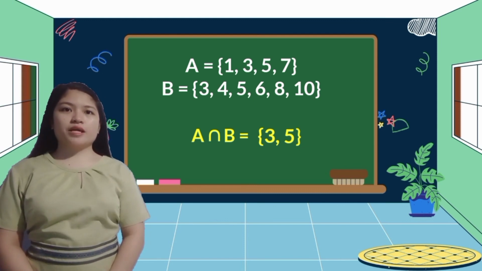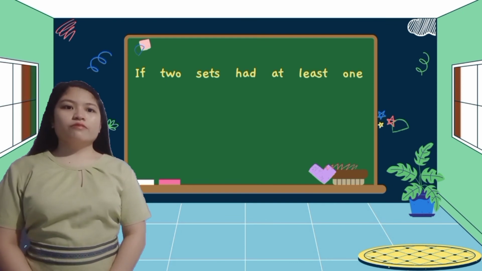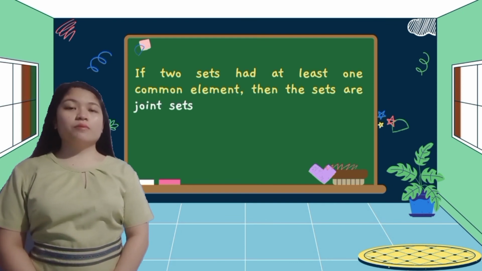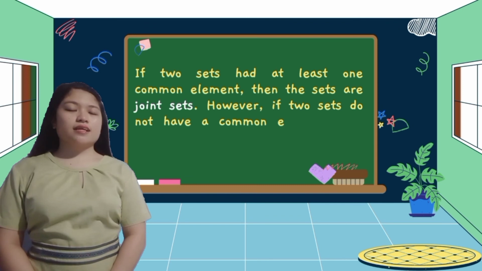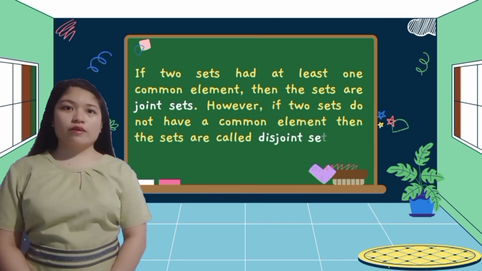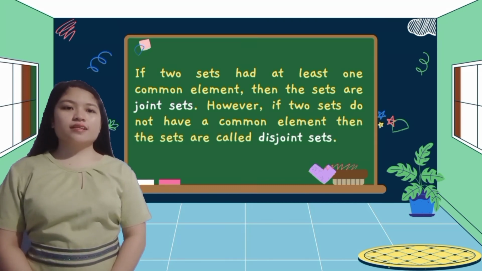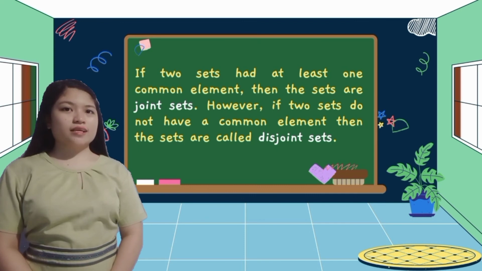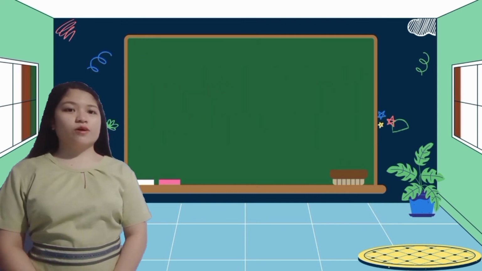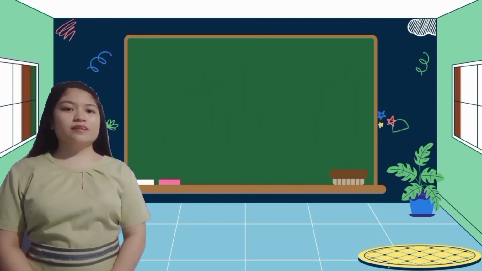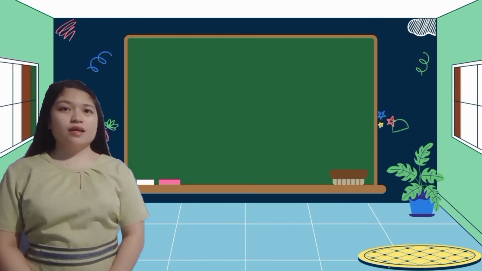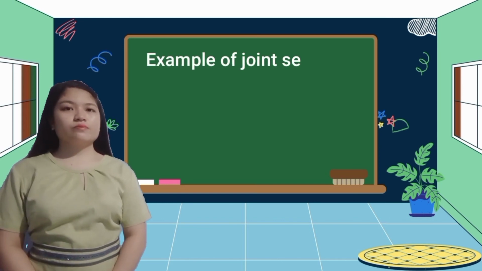For additional information, if two sets have at least one common element, then the sets are joint sets. However, if two sets do not have a common element, then the sets are called disjoint sets. So we have an example for you to understand the difference between joint and disjoint sets.